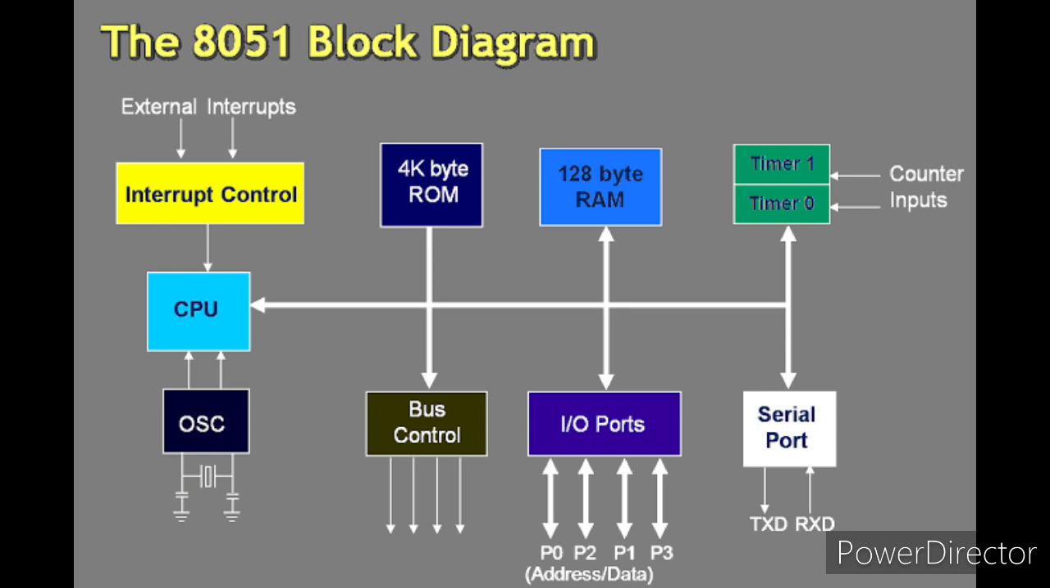The microcontroller has four functional blocks: the CPU, memory, input-output ports, and serial communication interface. It comes with many built-in tools that can be used to interface with other devices, making it an excellent choice for many embedded system applications.